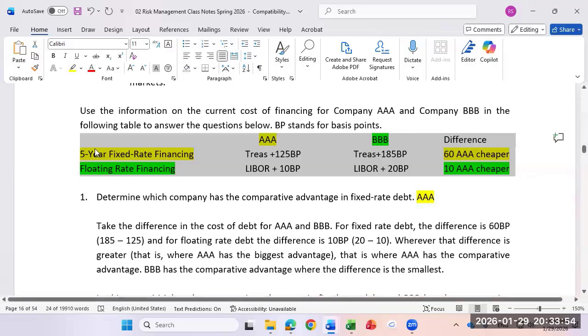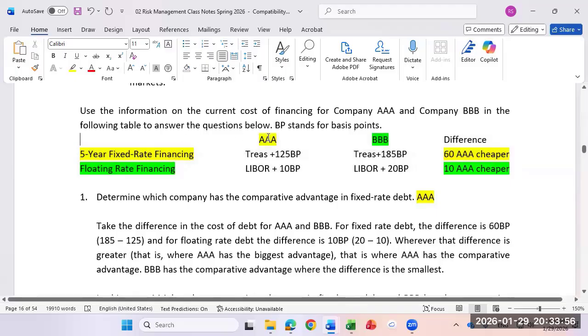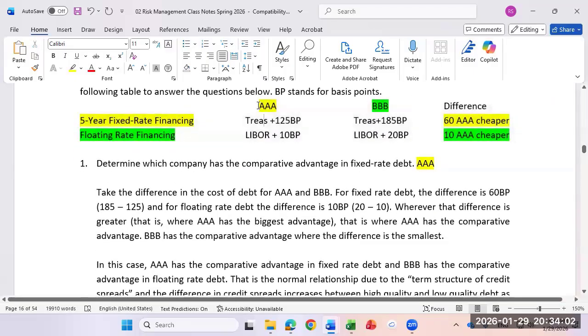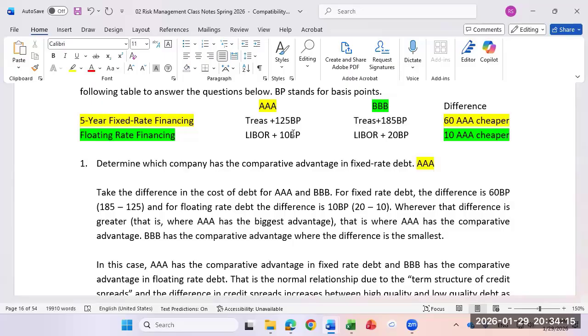So AAA, this table here, don't get confused. This has nothing to do with the swap. We're going to use it to calculate the swap, but this is just if they borrowed money, fixed rate, they would borrow at Treasuries plus 125 basis points. They borrow for 5 years. So if the current Treasury rate is 4%, they would be paying 5.25% for 5 years. Fixed rate, all right?